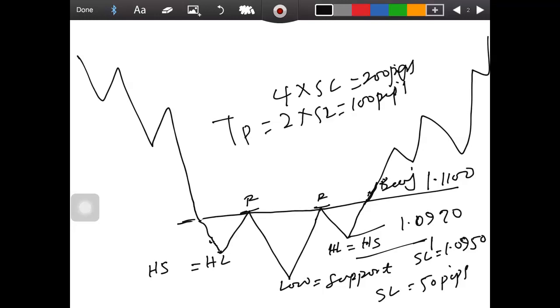I will consolidate on this when I show you how to apply risk management to your trading. So that's your basic inverted head and shoulders. It's simply an upside down head and shoulders.